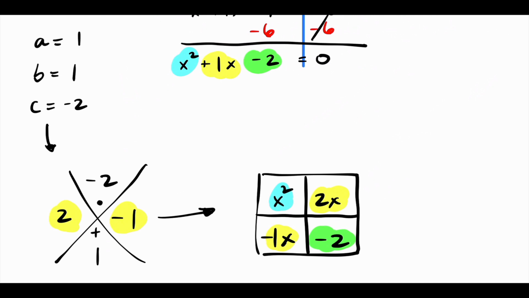Okay. Multiplication table. What times what makes x squared? X times x. Okay. X times what makes positive 2x? Positive 2. And a negative 1 down here. Again, you'll know you did it right if the green matches up. Positive 2 times negative 1 makes negative 2. That makes sense.